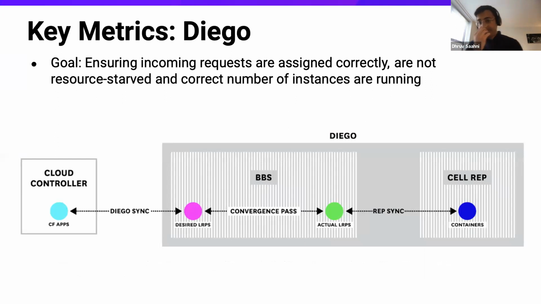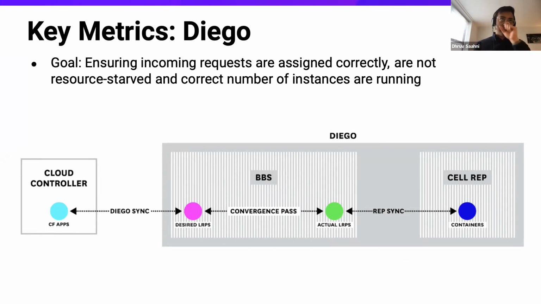All right, so we'll move to Diego now. So Diego is, if you remember, the main environment where your applications run, and within it, your Garden runtime actually runs. But before we get to the key metrics to monitor for Diego, real quick overview of the structure of how Diego talks to the different components, right?